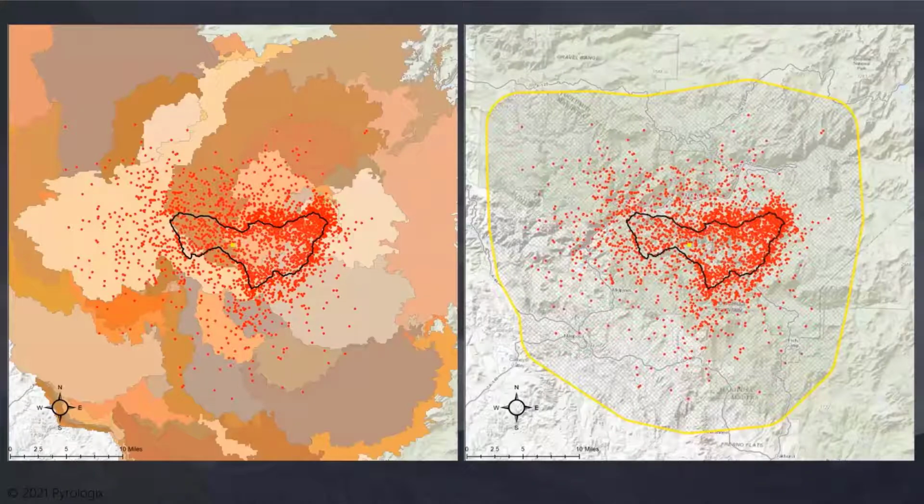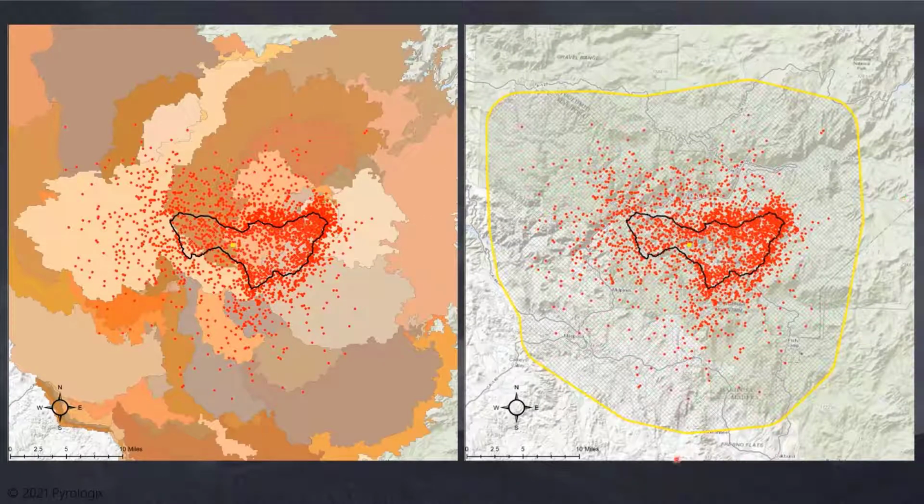I don't have a very good animation here, but on the left side, those different colored patches represent individual wildfires. Those are simulated wildfires that affected this basin. It's just a 6 code watershed, but let's just say it's a basin that drains to a reservoir. Those are all the ones that impacted at least 1 acre of it. And then the red dots are the start locations of those fires.